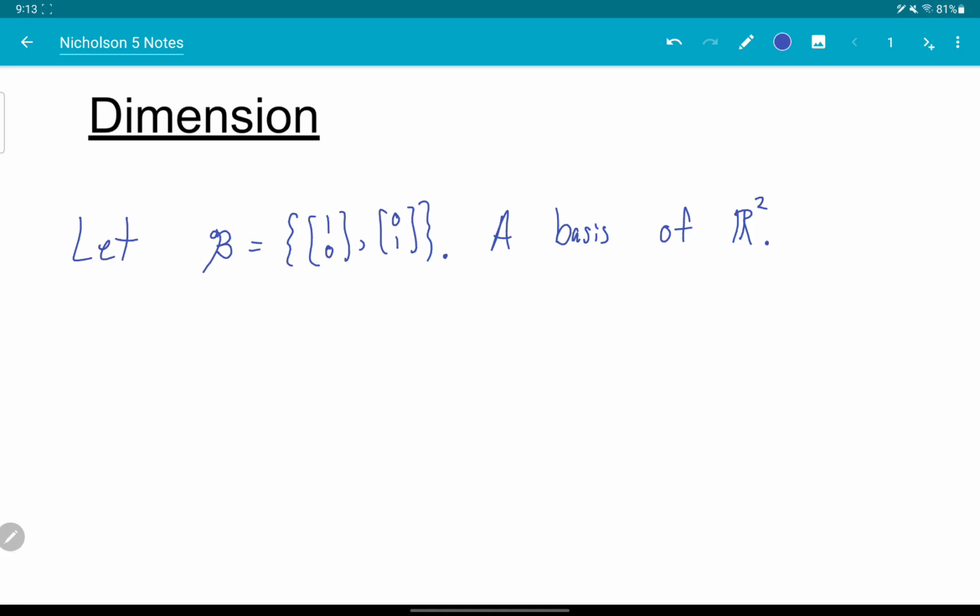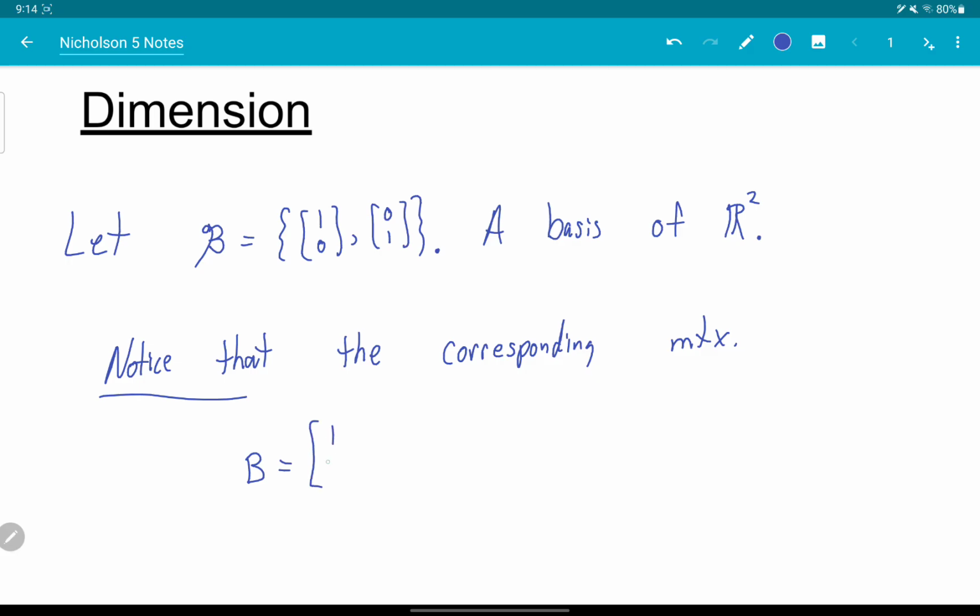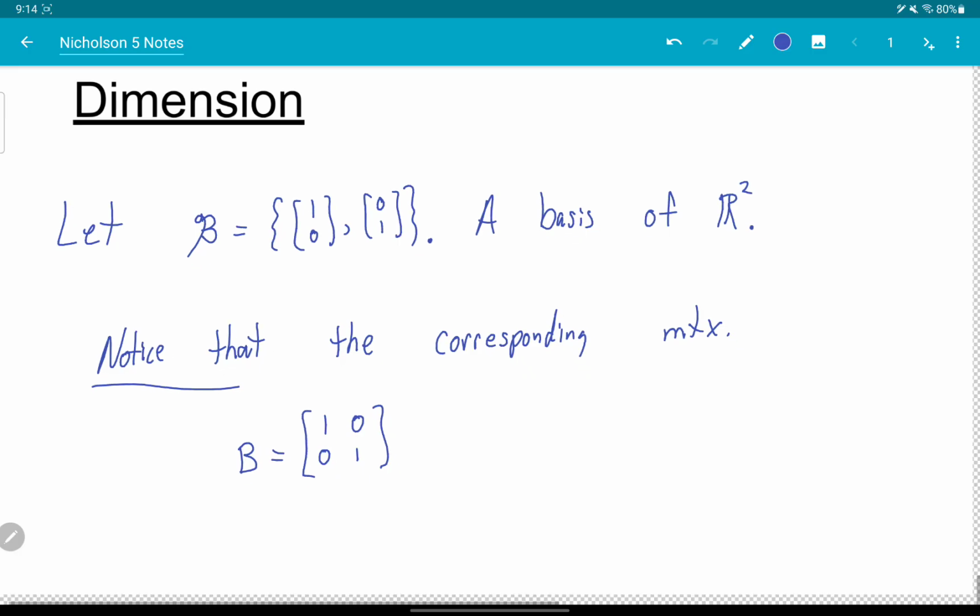Moving on, I want you to notice that, let's say, the corresponding matrix. So notice that the corresponding matrix B, so just a normal uppercase B, putting the vectors in as columns. So I want you to notice that this matrix has a pivot for every row and a pivot for every column.